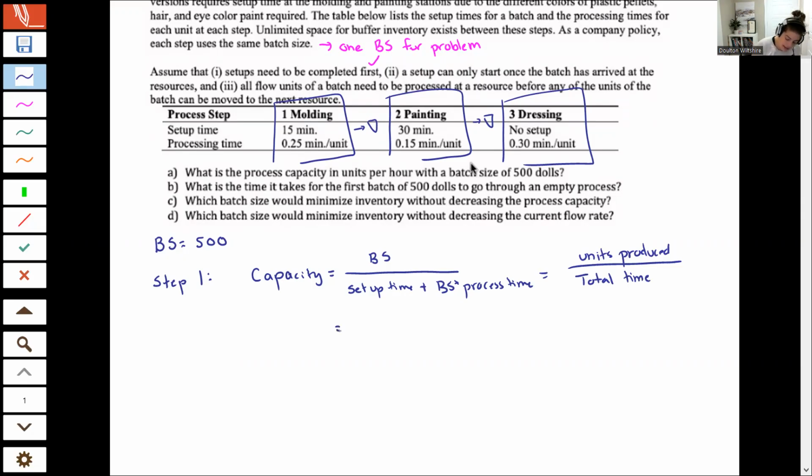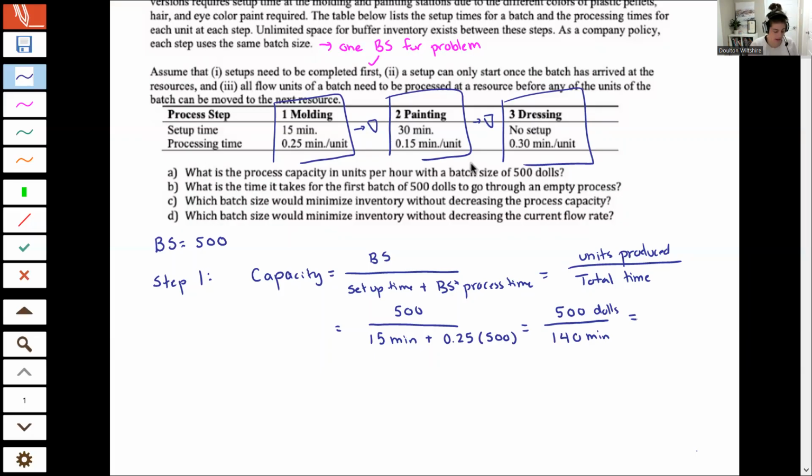So for stage 1, yes, they're making 500 at a time. It is taking them 15 minutes for that setup time, and then a quarter of a minute for each of those 500 units. So if we calculate out that denominator, it's 140 minutes to make 500 dolls.